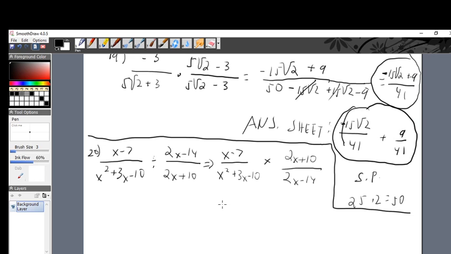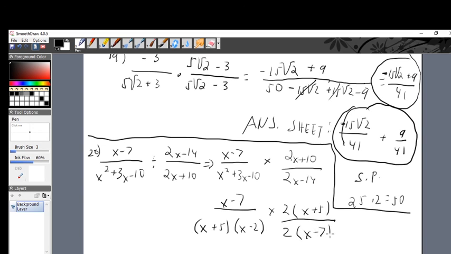So x minus 7 is going to be x minus 7. Check out and factor that. You'll see what you're going to get is x plus 5 times x minus 2. And this is going to be times, factor that, you're going to get 2 times x plus 5. And the bottom will be 2 times x minus 7. These two cancel. x minus 7 and x minus 7 cancel. x plus 5 and x plus 5 cancel.